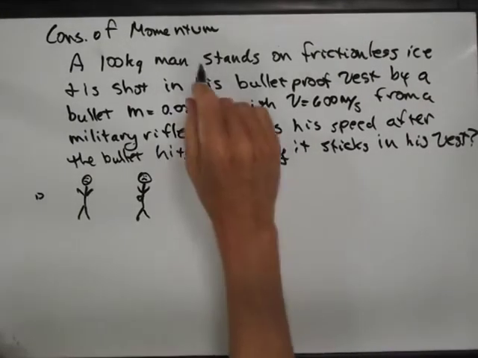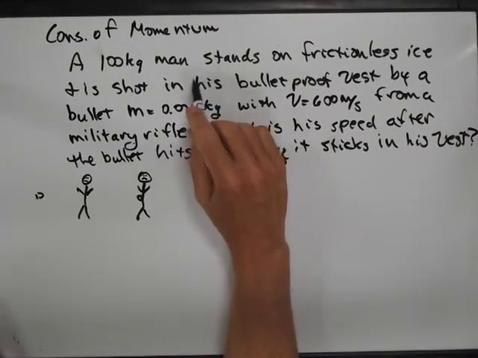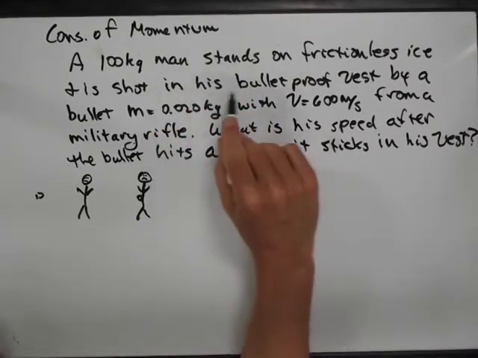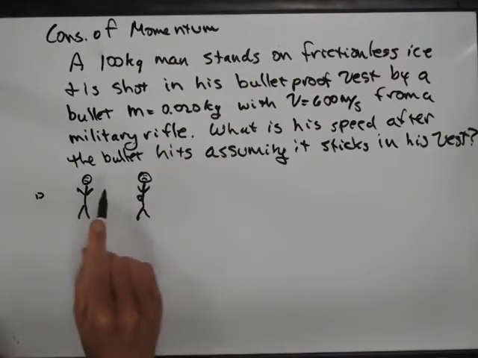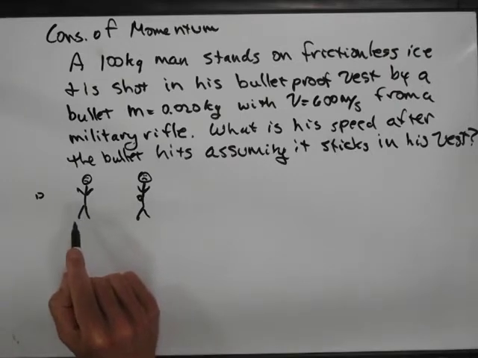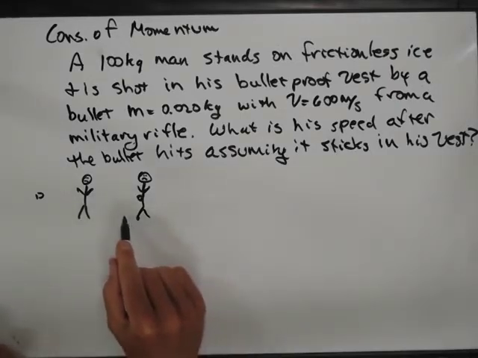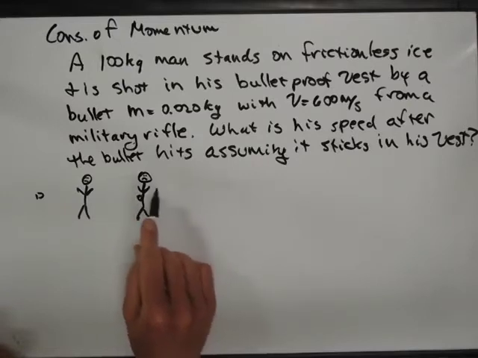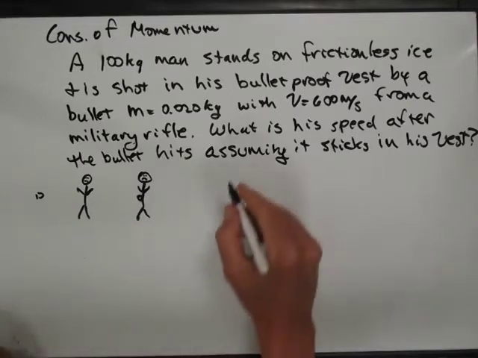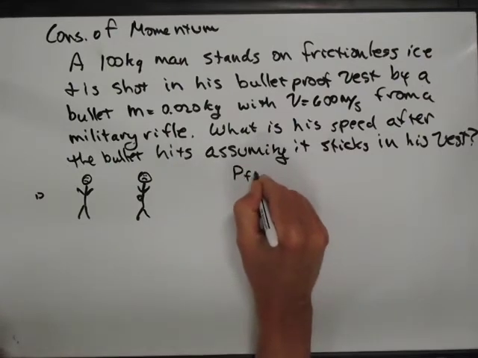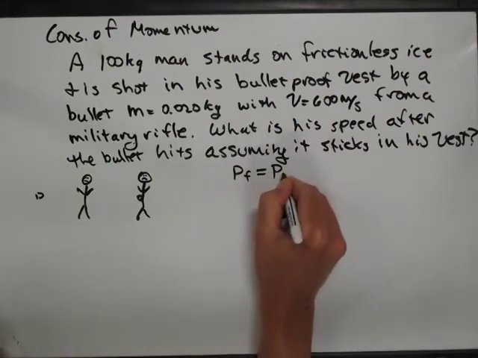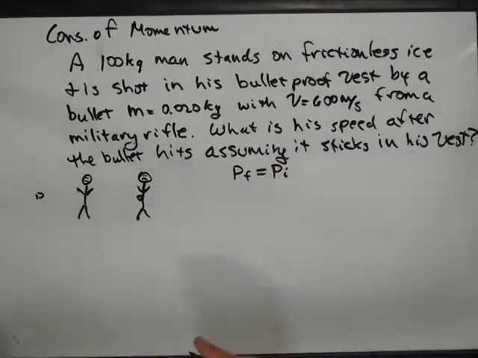So here's another conservation of momentum problem. A 100 kilogram man stands on frictionless ice and is shot in a bulletproof vest by a bullet that has a mass of 20 grams and is traveling with a velocity of 600 meters per second from a military rifle. What is his speed after the bullet hits, assuming it sticks in his vest? Again, this is an isolated system, so the final momentum of my system is equal to the initial momentum of my system. I've got no external forces. He's on frictionless ice.